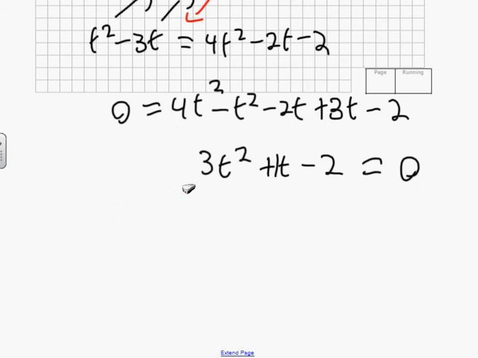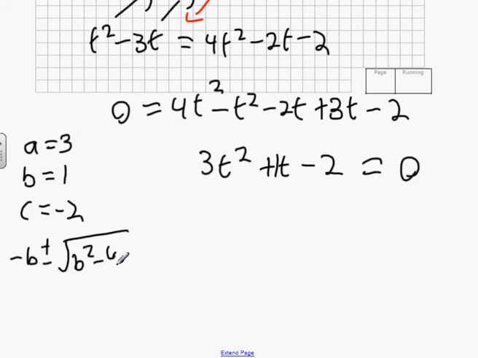Okay. Anybody know how to do this? You have two options. What's the safe option? The long safe option. Minus b. a equals 3, b equals 1, c equals minus 2. Minus b plus or minus the square root of b squared minus 4ac, all over 2a. That will get you the answer, and it's quite safe for 90% of students.